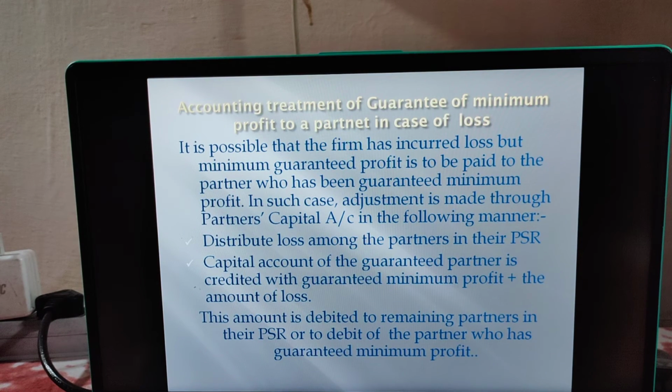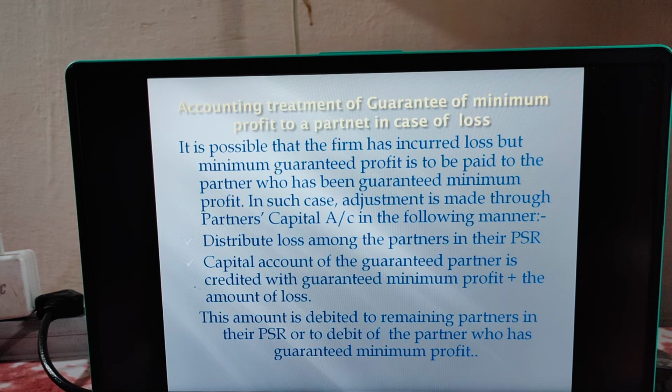Okay, now we have the next case. So we have to find out what would happen if there is a guarantee of minimum profit to a partner in case of loss. Okay, it is not necessary that each and every year the firm will gain profit only. Sometimes it will incur loss also. So in that case, what do we need to do? It is possible that the firm has incurred loss, but minimum guaranteed profit is to be paid to the partner who has been guaranteed minimum profit.